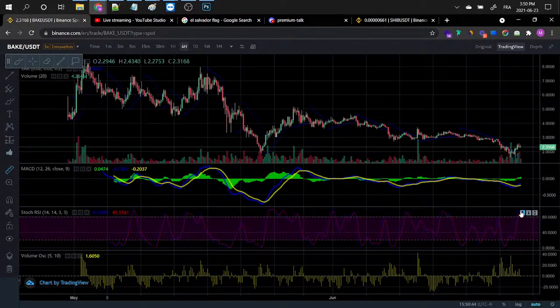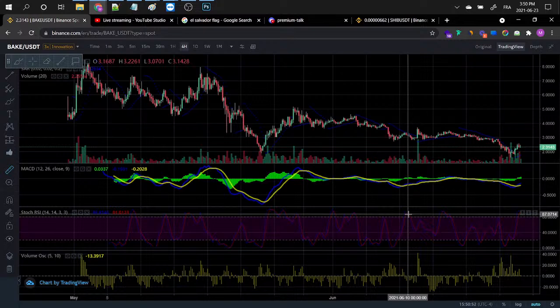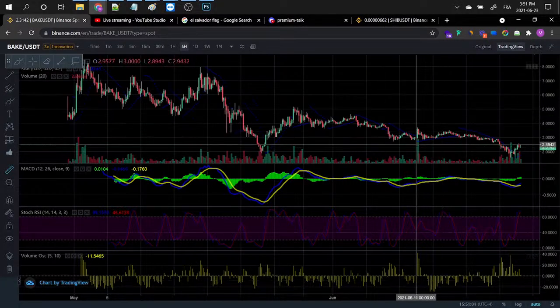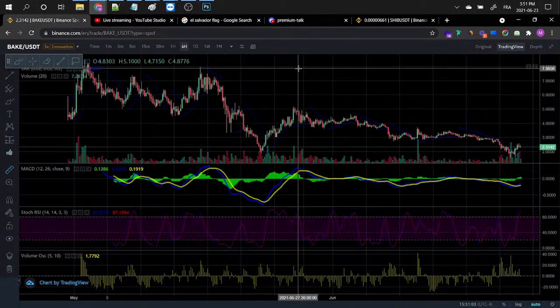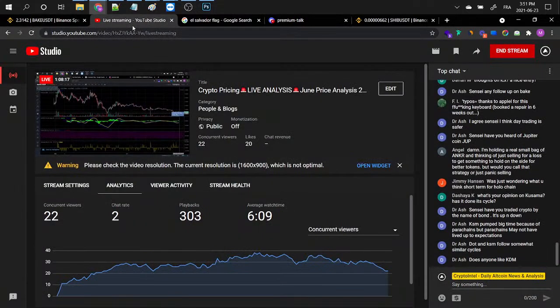And as you can see, also you have a trend reversal from the stochastic RSI indicator. So it's definitely probably going to reverse just like it did right here. You can see at the top, it reversed. So look here and look here. It definitely reversed. I hope this answers your question about the BAKE. So let's have a look at some other crypto assets right here.